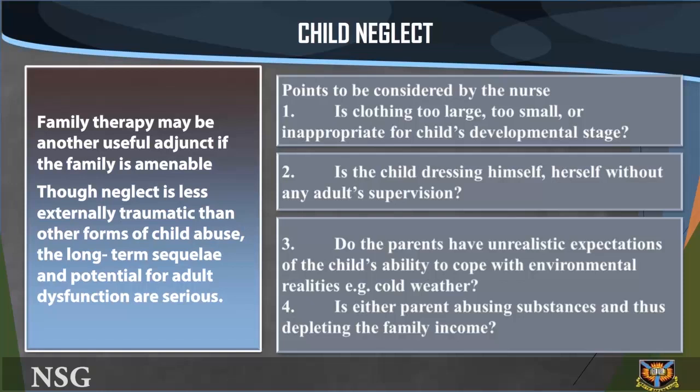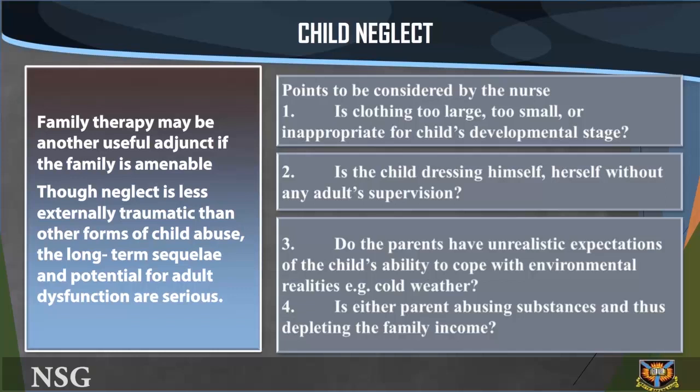Points to be considered by the nurse. 1. Is clothing too large, too small, or inappropriate for the child's developmental stage? 2. Is the child dressing himself or herself without any adult supervision? 3. Do the parents have unrealistic expectations of the child's ability to cope with environmental realities, e.g. cold weather? 4. Is either parent abusing substances and thus depleting the family income?